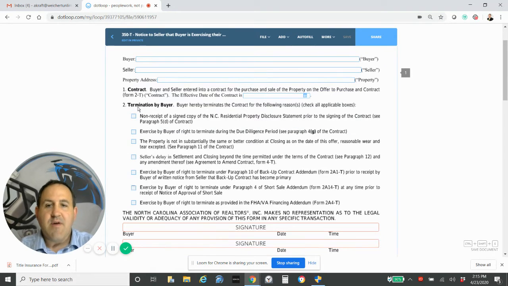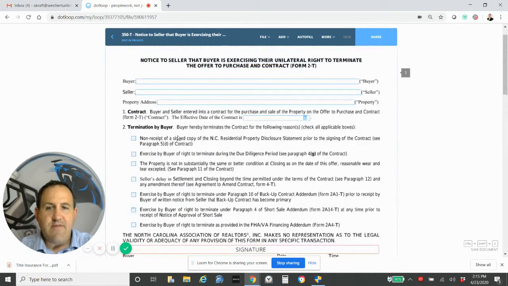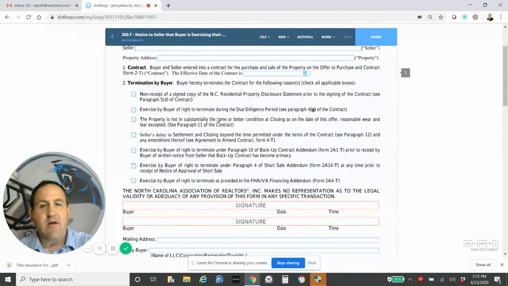Pretty easy. Then we have these boxes. But notice we just have these boxes. We don't have any place to write anything else in. So it has to fit one of these criteria to use this form. If not, you got to go back to the mutual agreement thing, okay? So the non-receipt of the property disclosure statement, that's one reason.